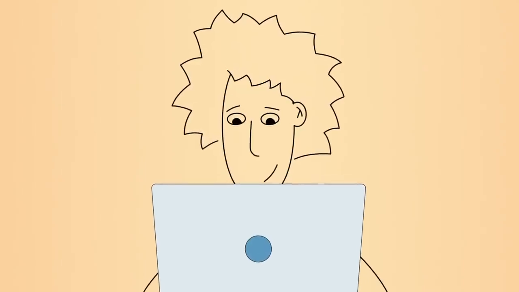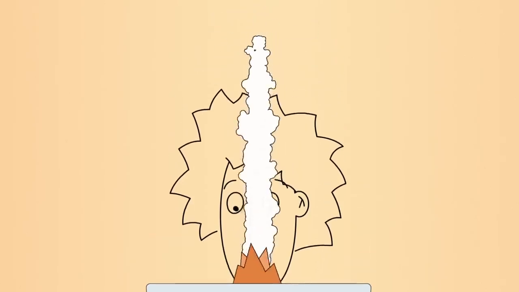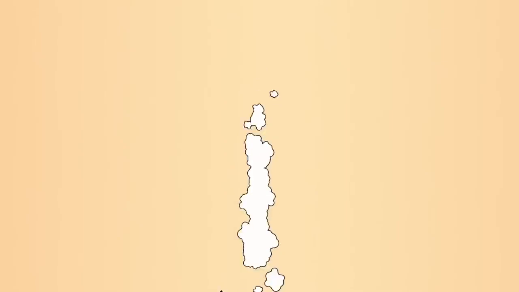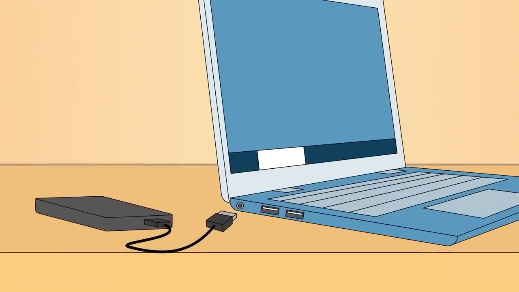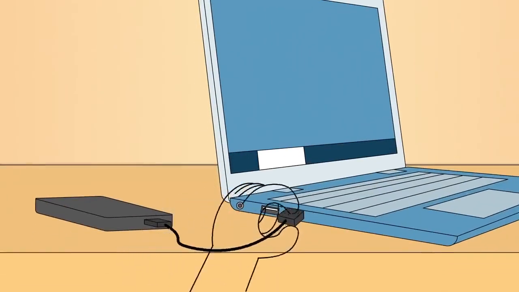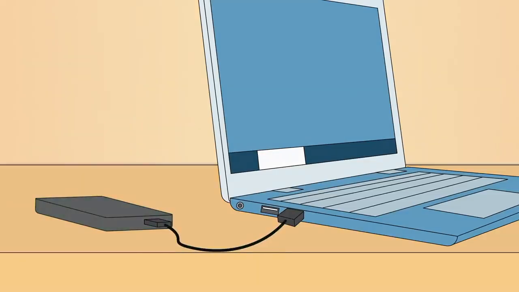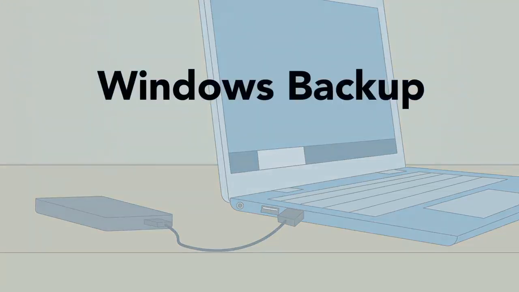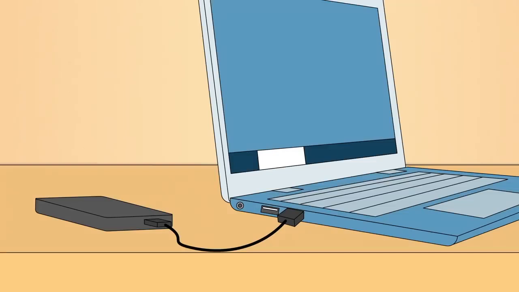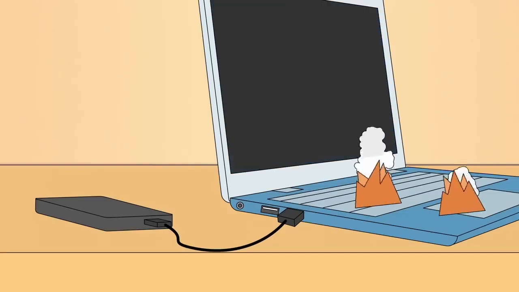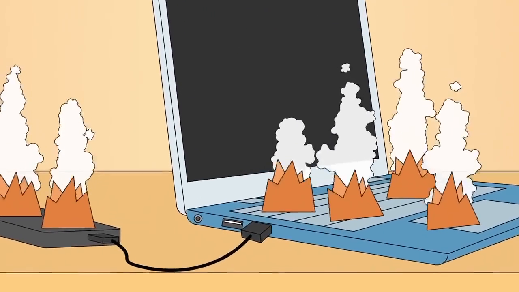If something bad does happen to your computer, you could lose all of your important files. To prevent this, you should back up your computer regularly. One option is to buy an external hard drive and copy your files to it. To make this process even easier, you can use software like Windows Backup or Time Machine if you're using a Mac. Of course, if something happens to your computer and your backup drive, you'll still lose all of your files.